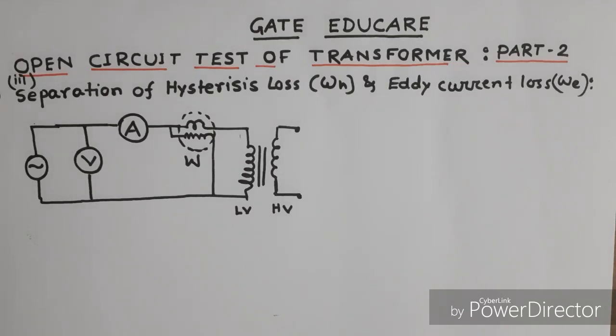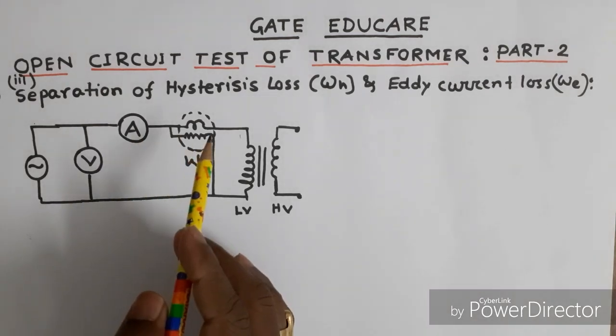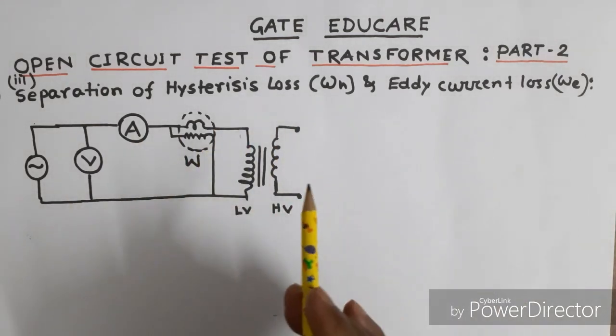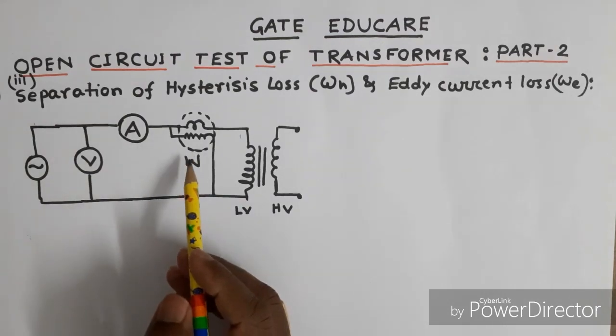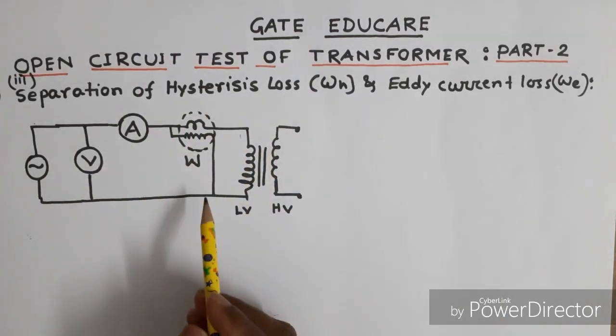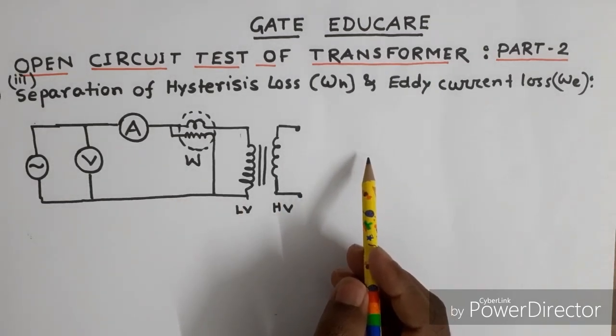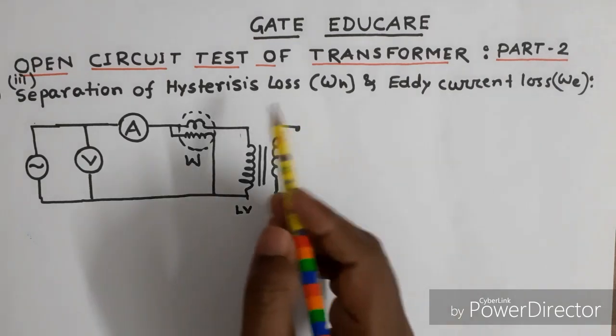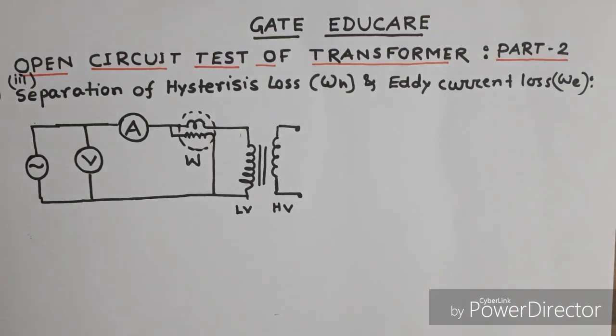Welcome to Get Educare. Today we will learn how the hysteresis loss and eddy current loss of a transformer can be separated with the help of open circuit test. Already we have completed the open circuit test of a transformer in part 1 class. If you missed the class, please go through the video so that we can understand this video also.